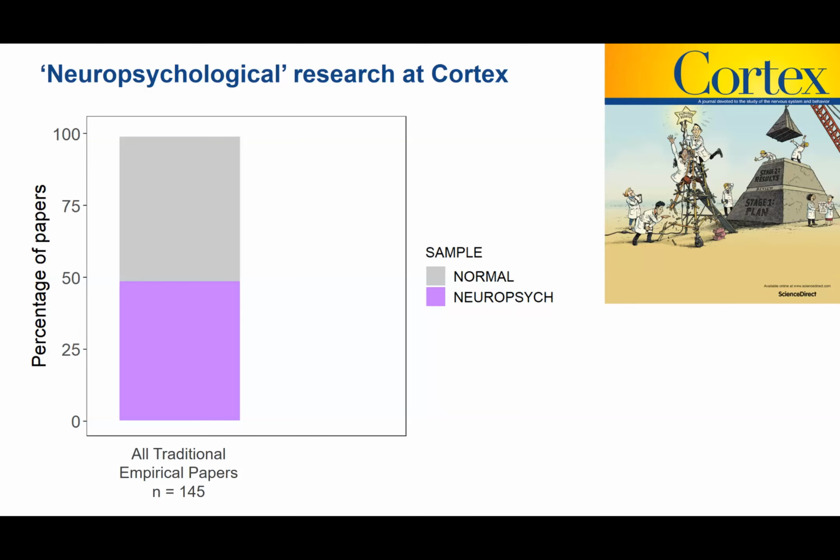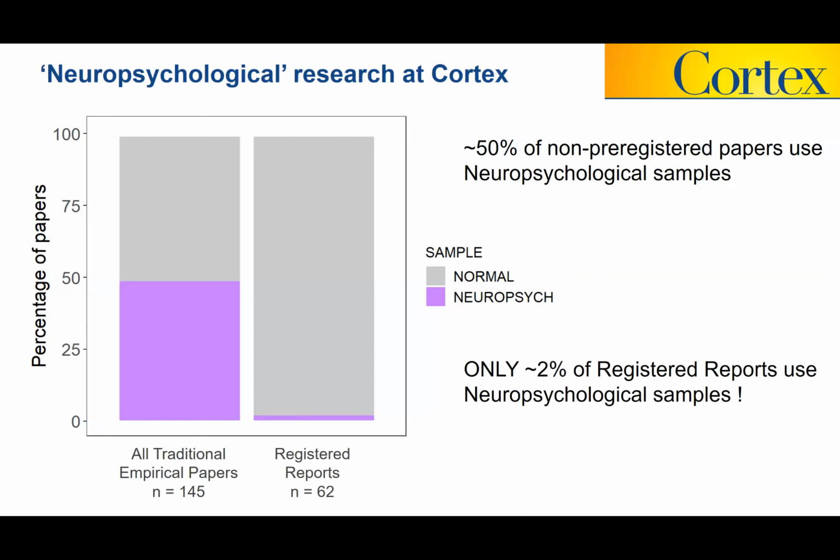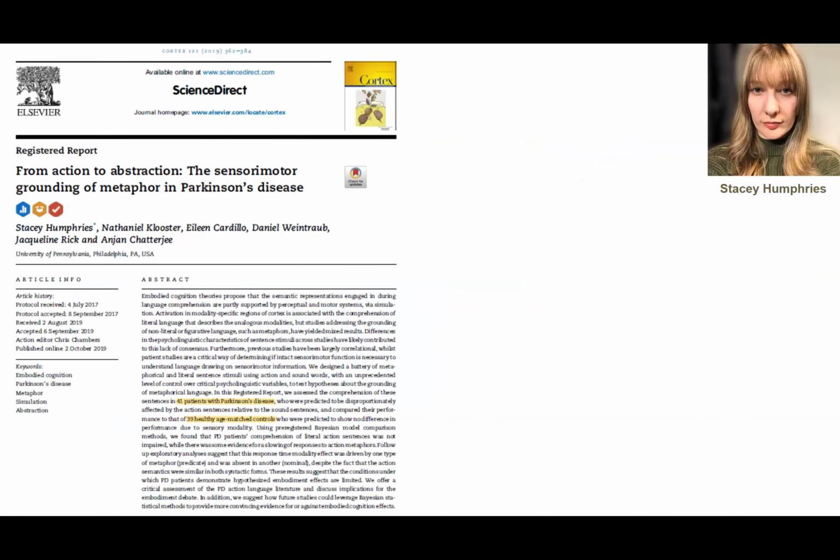What I was interested in doing was comparing registered reports. In order to get a decent sized sample of registered reports, I took all the registered reports that had ever been published in Cortex since the format was launched, and that's a total of 62. The contrast here is absolutely stark. Only 2% of these registered reports use neuropsychological samples. And the 2% is really just a convenient rounding up, because what that bar really reflects is that there has only ever been one neuropsychological registered report published in Cortex in the 10 years that the format's been in existence. And here is that exceptional paper.